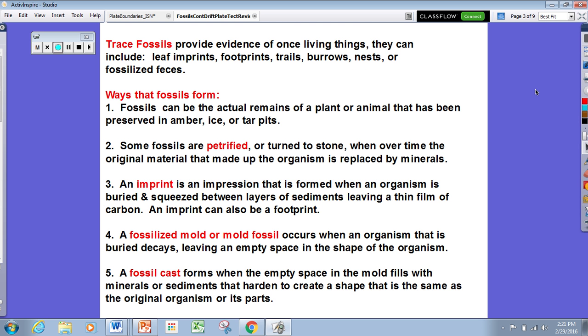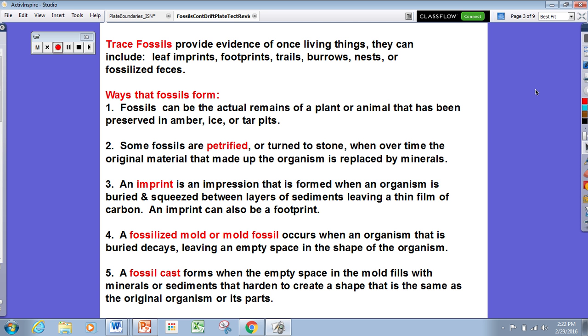There's another group of fossils, trace fossils, which are a lot easier to find because a single organism can leave many traces behind, but they only have one body. Trace fossils provide evidence of once living things. They can include things like leaf imprints, footprints of an animal, any trails or burrows or nests that an organism had, or even sometimes they can find fossilized feces of once living organisms that can prove that they were there and possibly what type of food they ate, things like that.